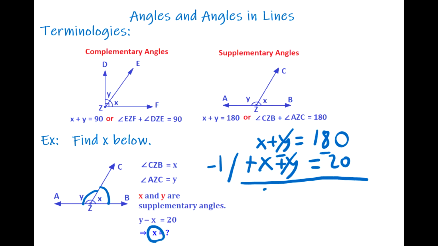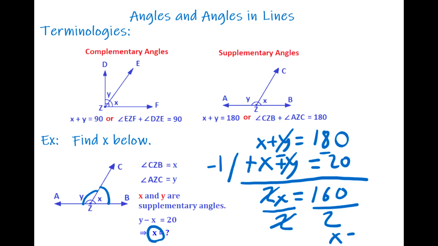So we're going to have 2x on the left. On the right, we're going to have 180 minus 20. We're going to have 160, guys. And we need to leave x alone in the next step. How? Divide both sides by the number that is in front of x, which is 2. And then once you do it, those will be gone. x will be alone. So x is going to be, guys, 80 in this case.